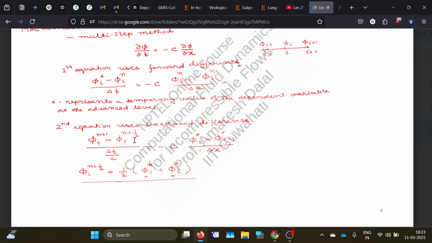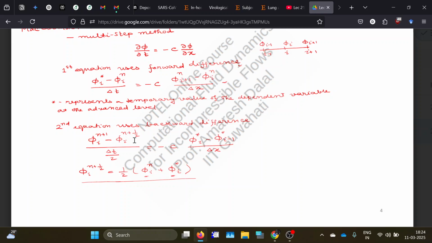At what level is this? That is n plus 1. The star level is only n plus 1. But you don't stop there. That's one guess value and you try to correct it, improve it. How does that improvement happen? You consider another step going from n plus half to n. You know what the value at n is, and you have a guess value at n plus 1, which is the star thing.